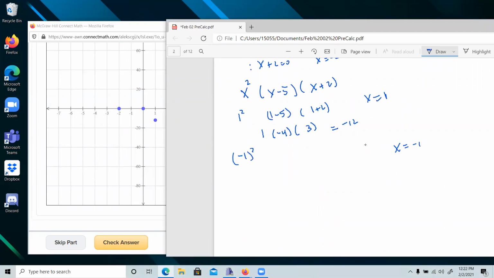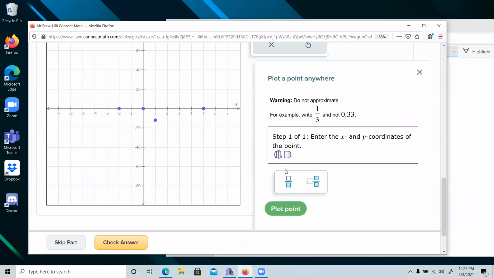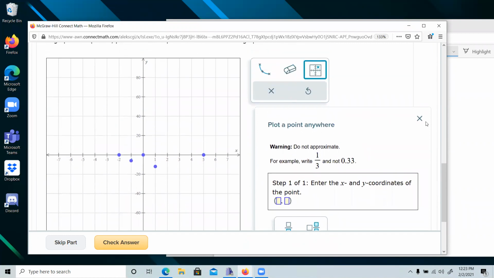So we have -1 squared, -1 minus 5, -1 plus 2. 1 squared is 1. You're $1 in debt and you spend $5 more. Now you're $6 in debt. Congratulations. You're $1 in debt and you pay back 2. Now you're 1 on the other side. So this is going to be -6. Okay, so when x equals -1, y is -6. So we have -1 and -6. Plot the point.